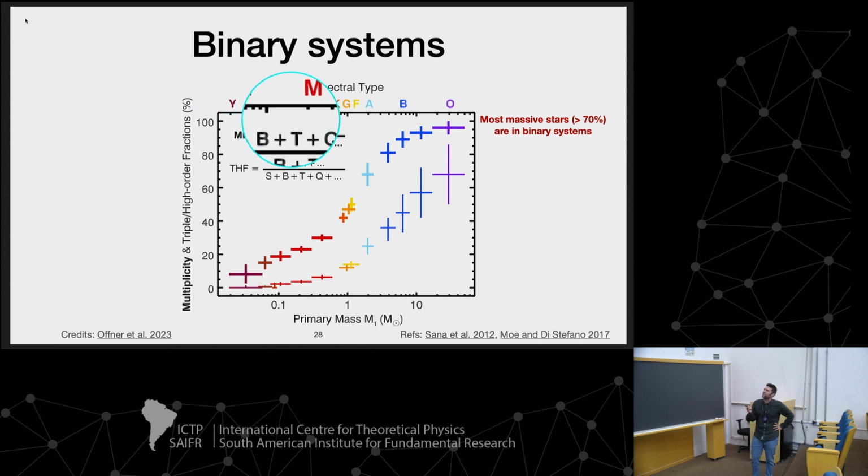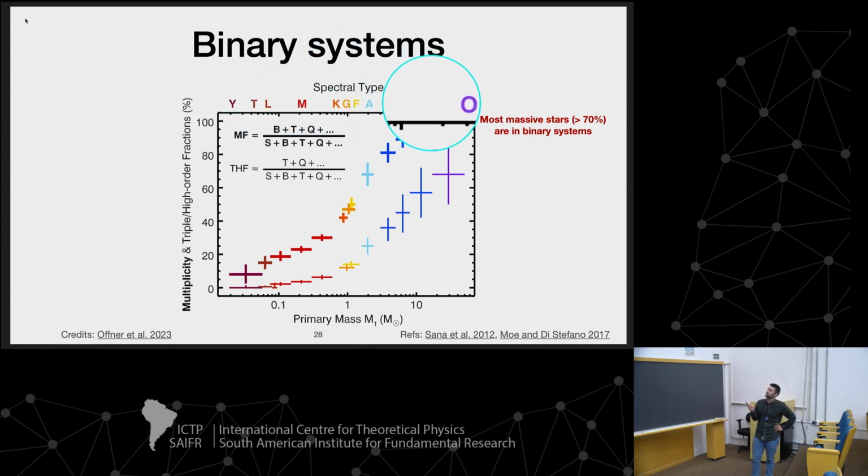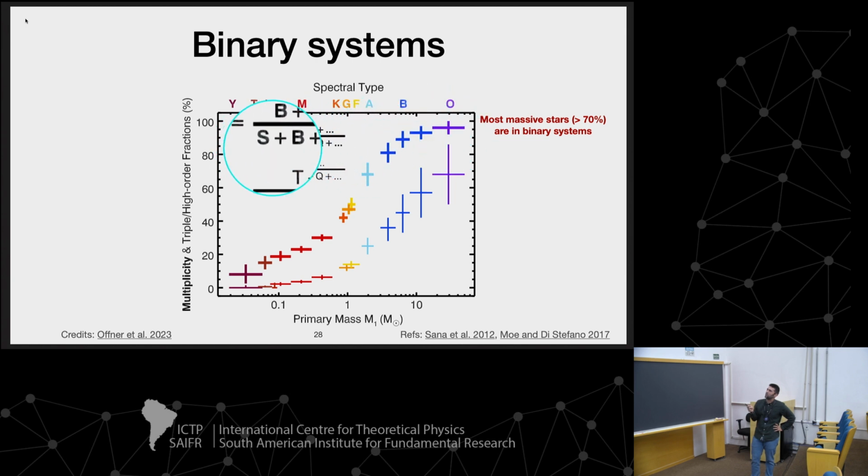So basically, the thick line is all the systems that are at least in a binary. So binary system, tripole over single: binary, tripole. And THF is the fraction from tripole on. And of course, there is uncertainty.